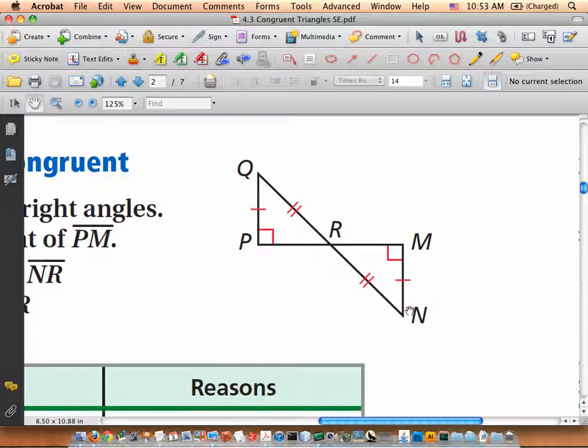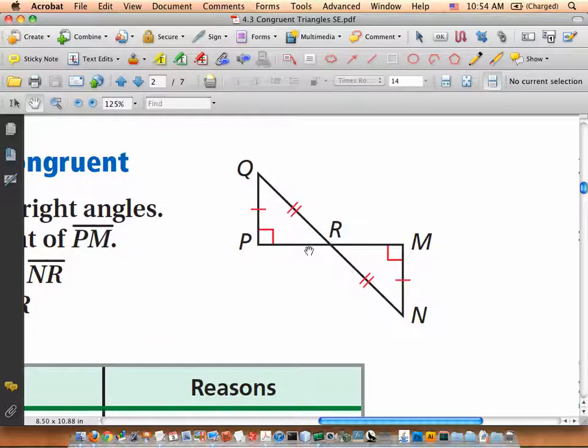Why does QRP have to equal NRM? Well, from the picture, what kind of angles are they? We want to say they're congruent, but we can't just say it yet. They are acute, but that doesn't make them congruent. They are vertical angles.